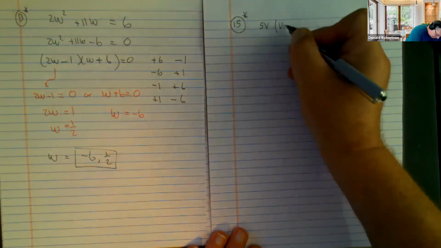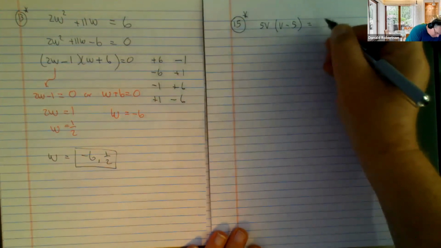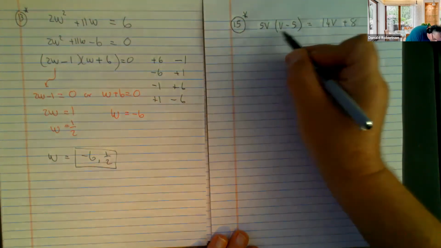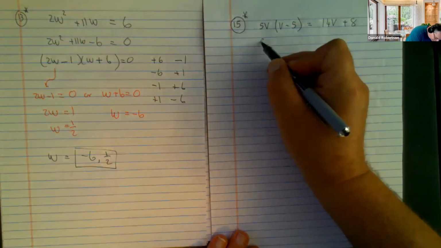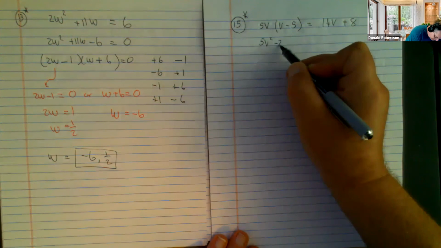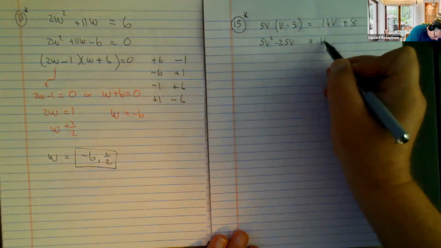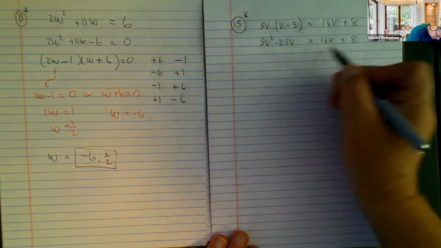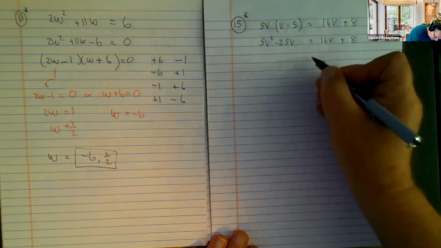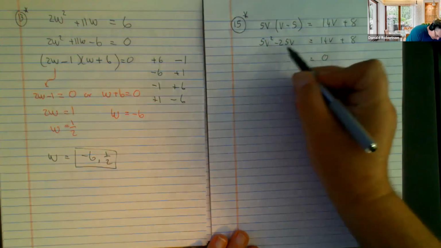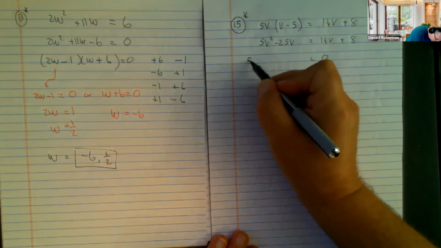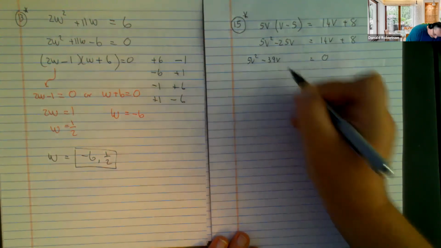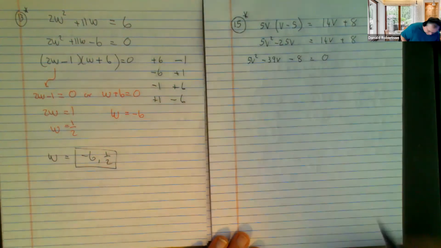5v times v take away 5 should equal 14v plus 8. First thing, I'm going to distribute the 5v. So that's 5v squared, take away 25v equals this guy plus this guy. I'm then going to get everything over to one side, so the whole equation will eventually equal 0. So I'm going to do that by subtracting 14v from both sides. Well, if you subtract 14v from -25v, you get -39v. I'm going to also subtract 8 from both sides.